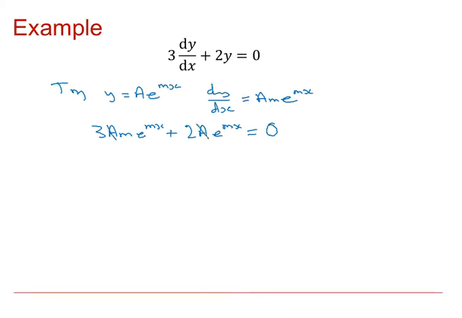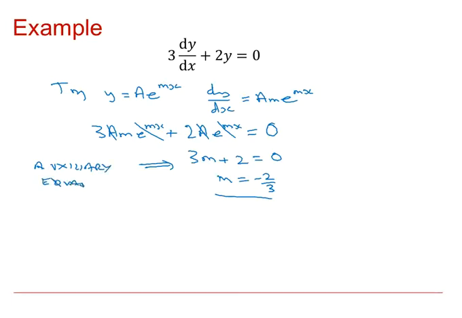A cancels, e^(mx) cancels, and notice that we already can see that we are not using separation of variables. We're using a different approach to trying to find the solution. So we're left with 3m + 2 = 0, in which case m = -2/3. And this equation that we solved here is called the auxiliary equation, and we're going to be using the auxiliary equation approach extensively in future videos.